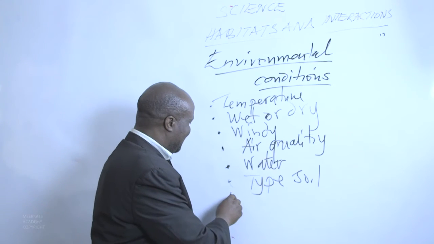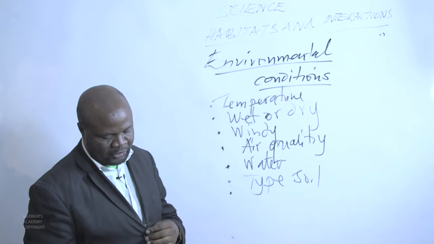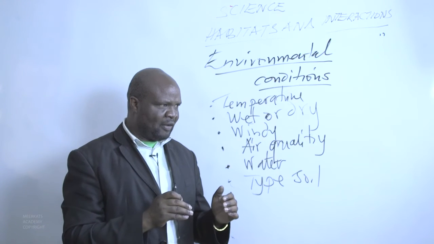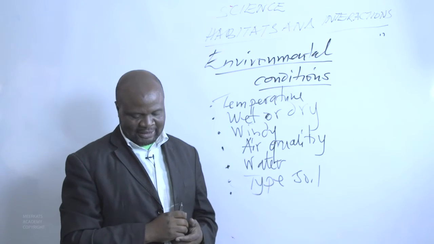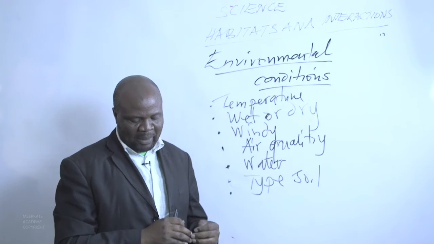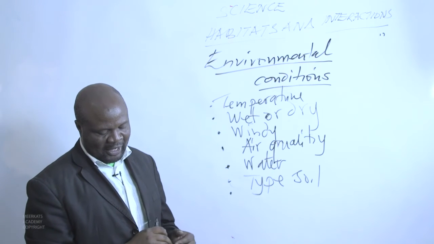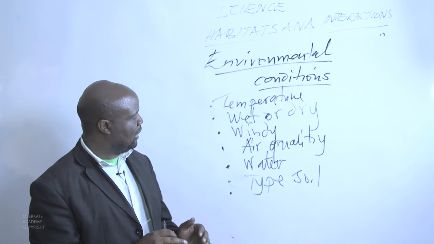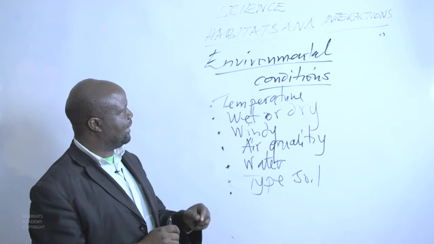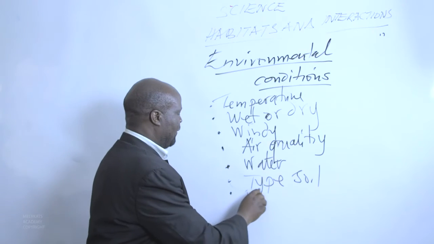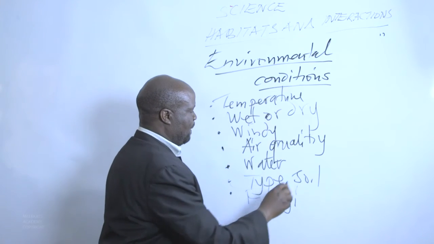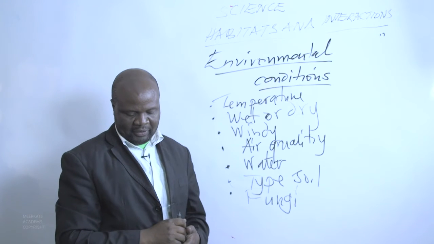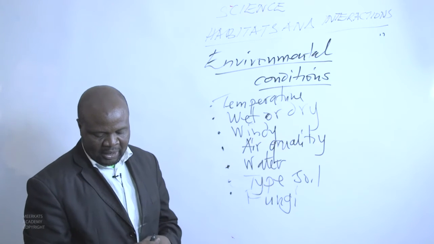And another condition to note is the plants and animals. We can say in that particular environment, what kind of plants are existing. The plants, the animals, bacteria, and the fungi that live there also affect the kind of environment that is existing. The fungi present in a particular environment will also affect the environment altogether.